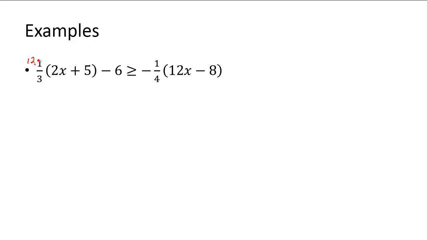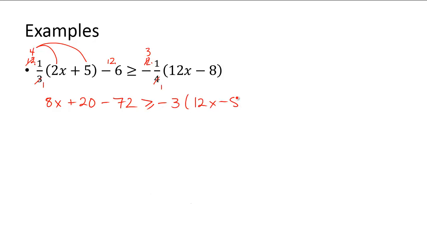We've got 12 times 12 times 12, because 3 and 4 both go into 12 nicely. Remember to multiply all components. So when we simplify, 12 over 3 is 4, 12 over 4 is 3, the rest has to stay. So we've got 8x, because we're multiplying by 4, plus 20 minus 12 times 6, which is 72, greater than or equal to negative 3 bracket 12x minus 8.